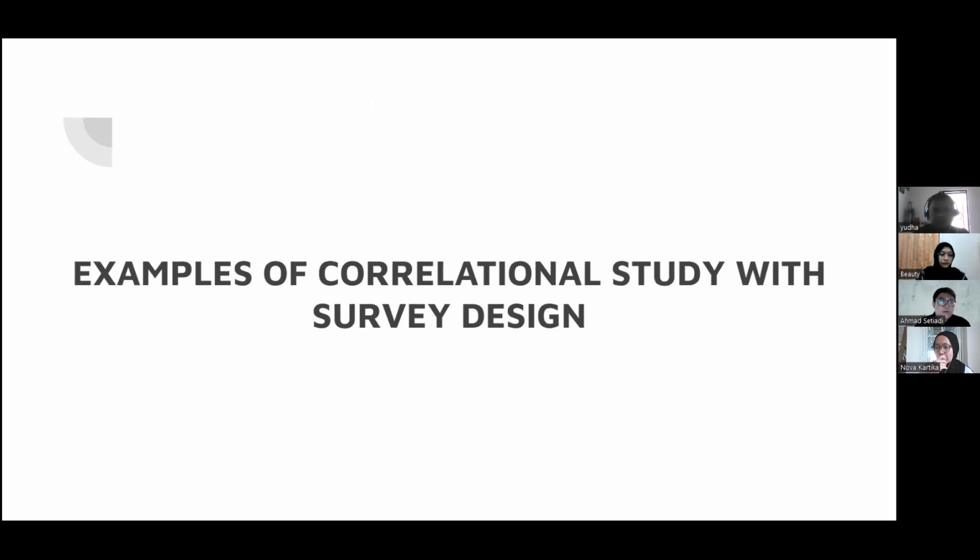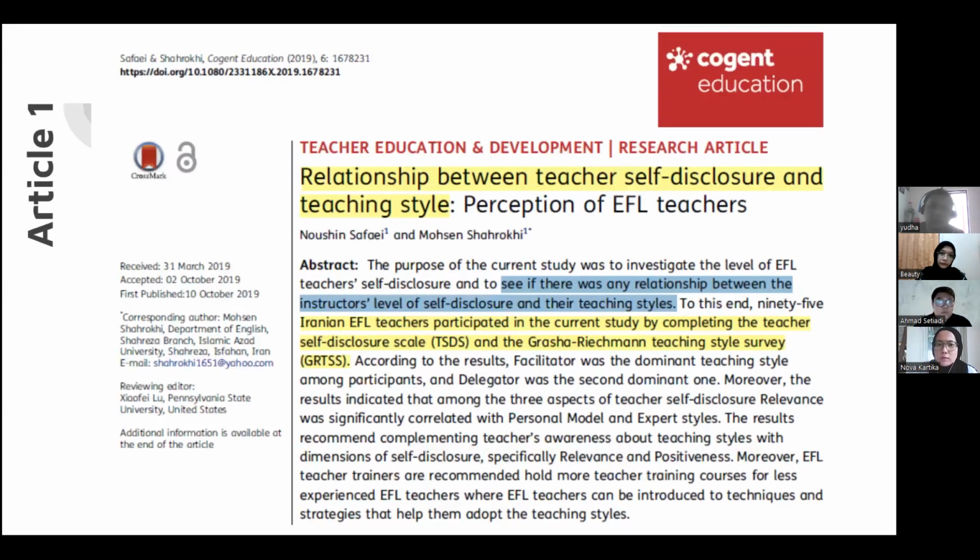Thank you, Ibu Nova. So these are the two examples of correlational study with survey design. The first one is the relationship between teacher self-disclosure and teaching style perception of EFL teachers. Okay, so the abstract states that we can see if there was any relationship between the instructor's level of self-disclosure and their teaching style.